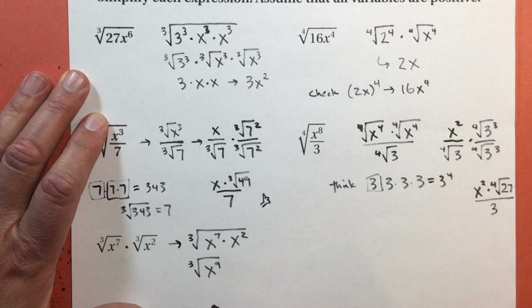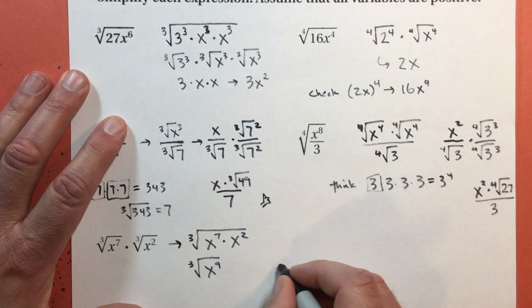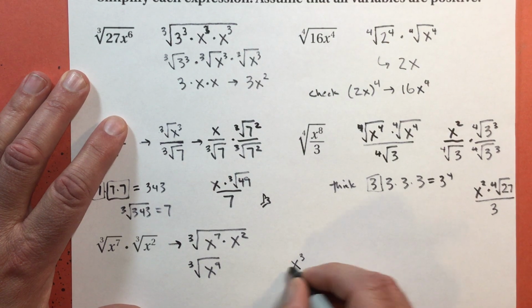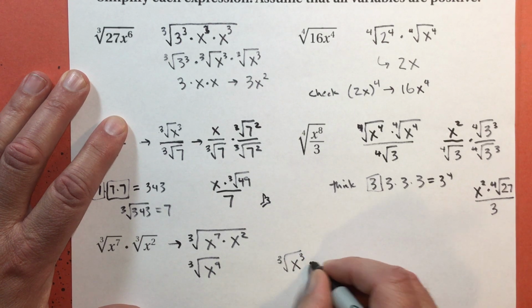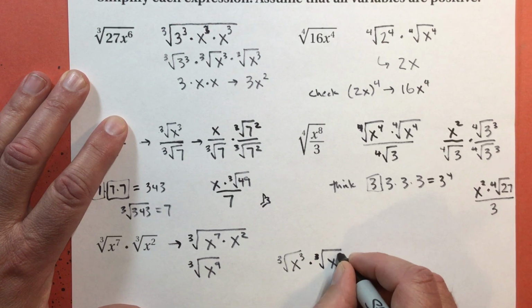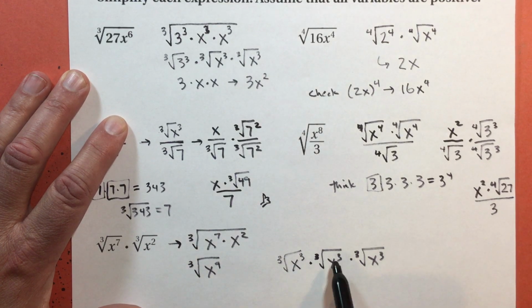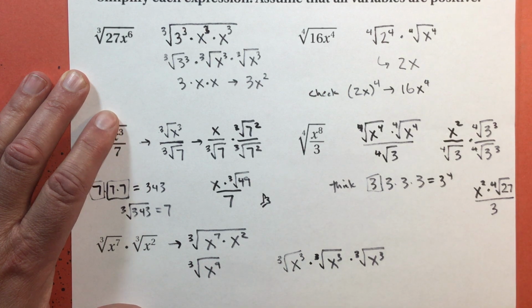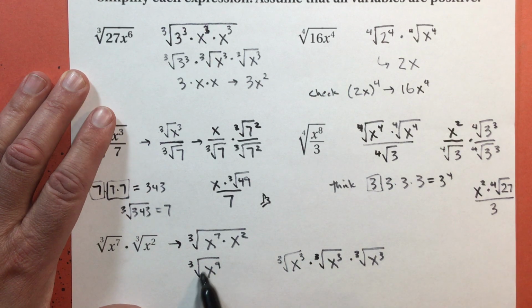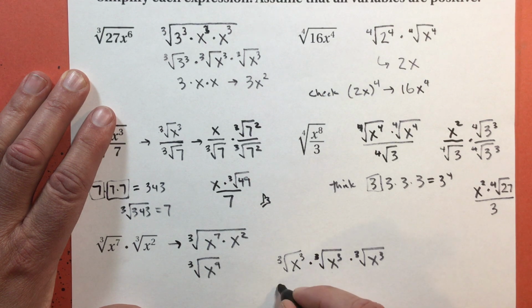I'm going to run out of room if I do it this way, so I'm going to go over here. That is x to the 3rd, cube root of that, times cube root of x to the 3rd, times cube root of x to the 3rd. 3 plus 3 plus 3 equals 9. So I was able to rewrite this x to the 9th power as x to the 3rd power, x to the 3rd power, x to the 3rd power. And then I took the cube root of each of those. This ends up being x times x times x, which gives me x to the 3rd power.